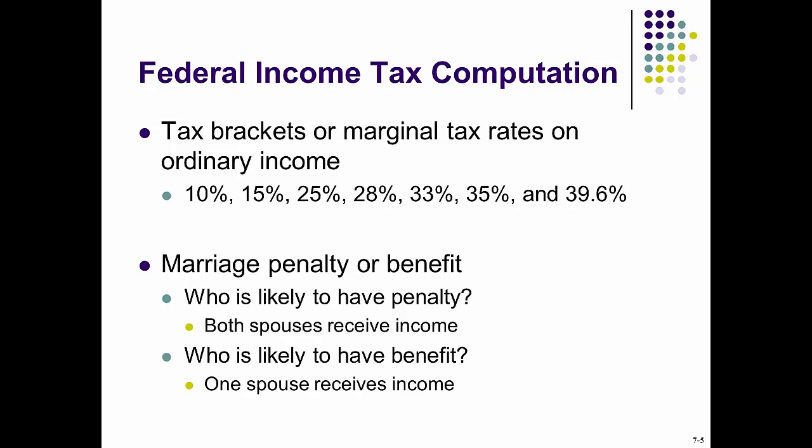A marriage penalty or benefit occurs when a married couple has a greater or lesser tax liability under the married filing jointly tax rate schedule to determine a tax on their joint income than they would have owed in total if each spouse used a single tax rate schedule to compute the tax on each spouse's individual income. For this one, you may want to see Exhibit 7-1 on page 7-4. That will be a good reference.